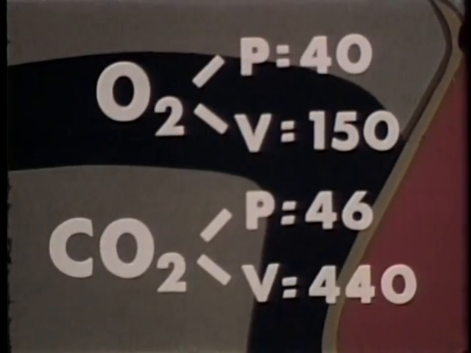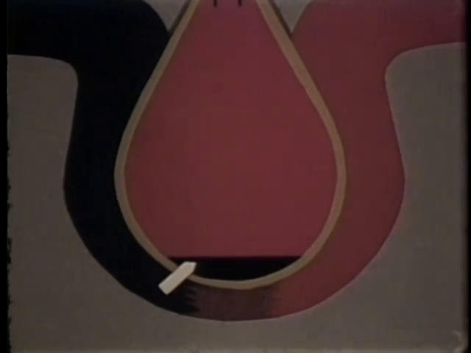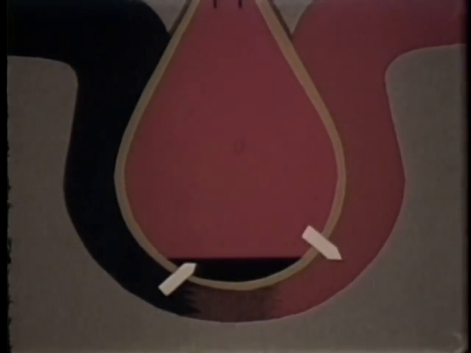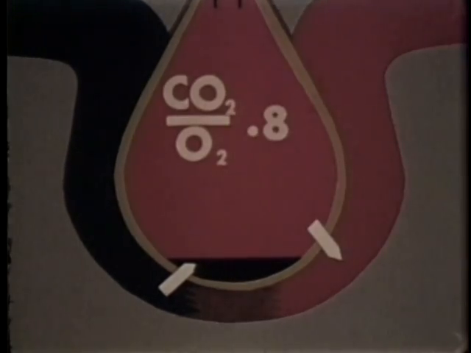The first 1,000 milliliters of mixed venous blood entering the lung contain 150 milliliters of oxygen with a partial pressure of 40 millimeters of mercury and 440 milliliters of carbon dioxide with a partial pressure of 46 millimeters of mercury. As mixed venous blood flows through the alveolar capillary, 40 milliliters of carbon dioxide diffuse from the blood into the alveolus, and 50 milliliters of oxygen diffuse from the alveolus into the blood, indicating a respiratory exchange ratio of 0.8.